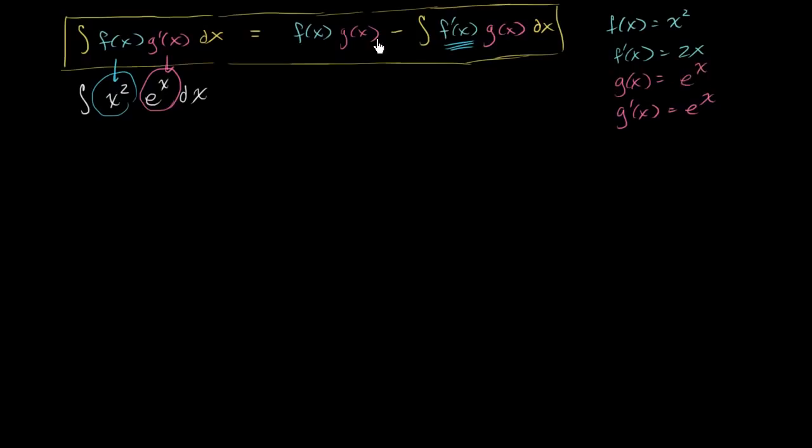And now we're ready to apply the right-hand side right over here. So all this thing right over here is going to be equal to f of x, which is x squared. And let me put it right underneath. x squared times g of x, which is e to the x, minus, let me do that in that yellow color, I want to make the colors match up, minus the antiderivative of f prime of x. Well, f prime of x is 2x. 2x times g of x. g of x is e to the x dx.